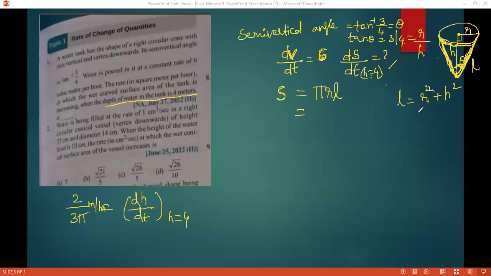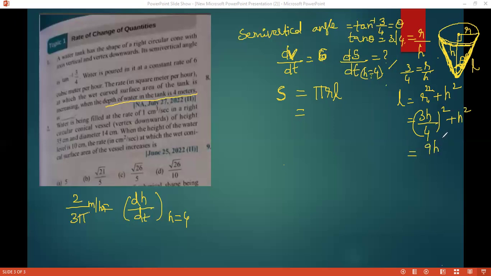Okay, very good. And then here you see, because I am writing this in terms of h, what is r here? You see, 3 by 4 is equal to r by h, right? 3 by 4 is equal to r by h, okay? Then r is equal to 3h by 4. Can I go like that? 3h by 4 whole square plus h square, okay? Instead of r, I substituted like this.